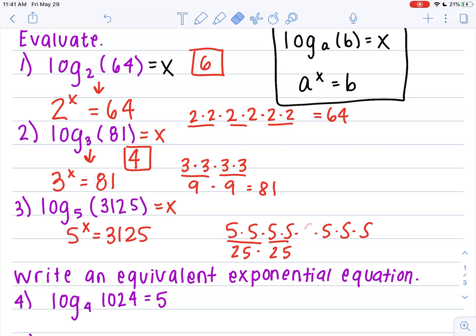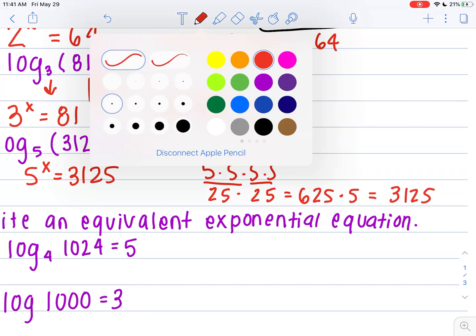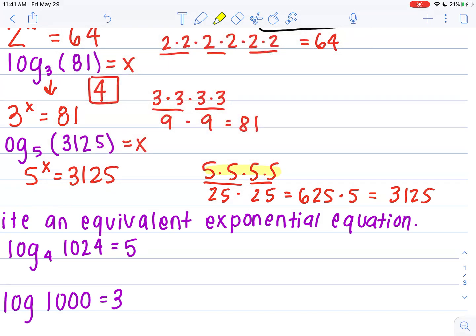So I'm going to erase these really quick so I have enough room. 25 times 25 is 625. Okay, so now let's try multiplying 625 times 5. If we multiply this by 5, that's going to equal 3,125. So how many 5s do we need to get there? Well, we used 4 5s here, and then we used an extra 5. So we used 5 5s. So your answer is 5. So 5 to the 5th power, 5 times 5 times 5 times 5 times 5, is 3,125.